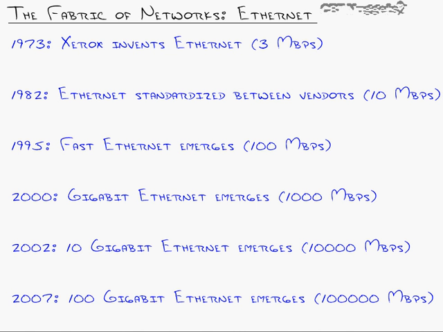Let's start off by talking a little bit about the history of this fabric of networks that we know as Ethernet. In 1973, Xerox, the same people who created that photocopier that's probably sitting in your office, created the Ethernet standard, and its original speed was 3 megabits per second. In 1982, they decided to standardize it between vendors to where everybody would use the same Ethernet standards and people would create network cards that all complied to this.